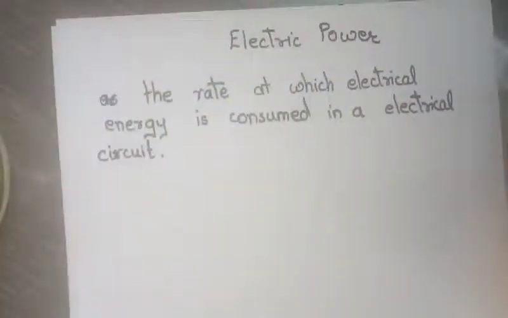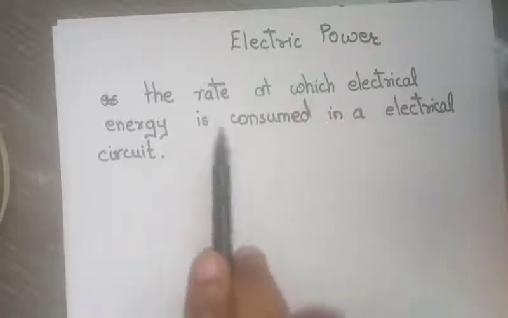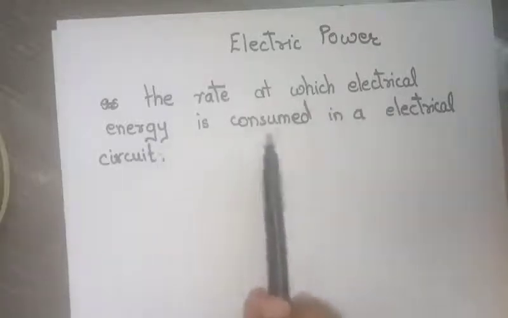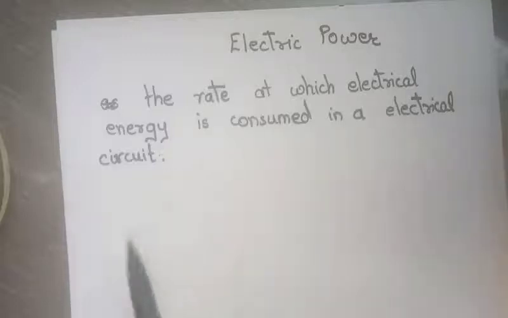Good morning, students. Today we'll start with the next point, that is electric power. Electric power is defined as the rate at which electrical energy is consumed in an electrical circuit. The amount of energy consumed in an electrical circuit, and the rate at which it is consumed, is the electric power.